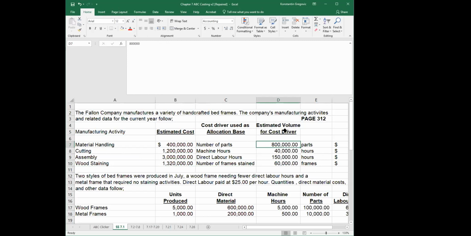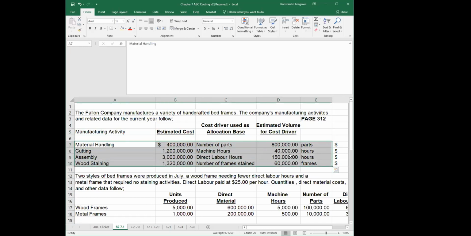And then they've got estimated volume: 800,000 parts for material handling, 40,000 hours for cutting, 150,000 hours for assembly, and 60,000 frames for wood staining. So before I move on, what should you guys do? You've got your activity, your allocation base, your cost driver. So you should be able to calculate what based on this information? Can anyone answer that? What can you do now? The cost by unit? Correct. Calculate your overhead rates. That's the first thing I do right away.